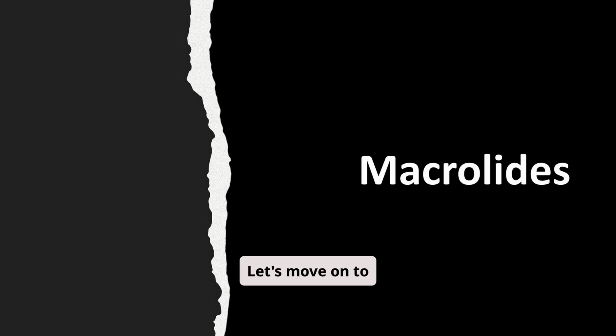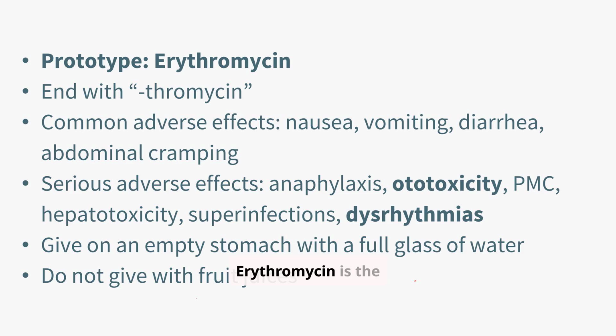Let's move on to macrolides. Macrolides are another class that inhibit protein synthesis. They are great alternatives for patients allergic to penicillin. They treat respiratory infections, skin infections, STIs, and more. Erythromycin is the prototype macrolide.